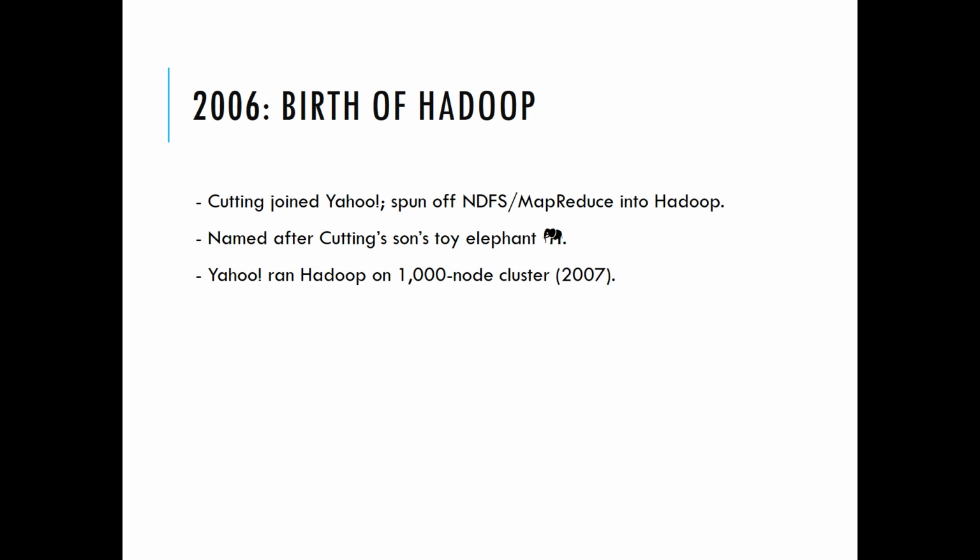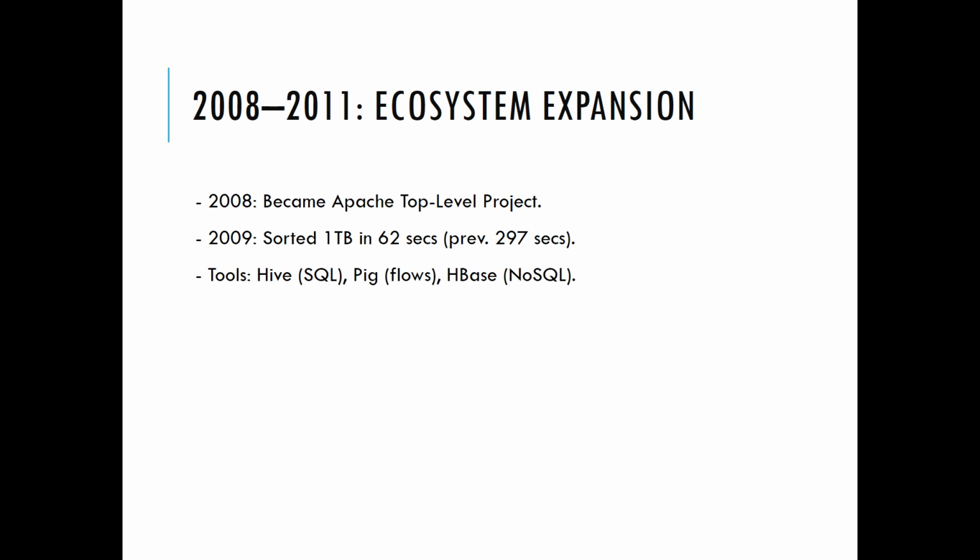Yahoo provided massive resources and a real-world testing ground. By 2007, just a year later, they were running Hadoop on a 1,000-node cluster, demonstrating its viability at an unprecedented production scale for open-source big data processing. This was the moment Hadoop stepped onto the world stage. With a solid core, HDFS for storage and MapReduce for processing, Hadoop exploded into an ecosystem.